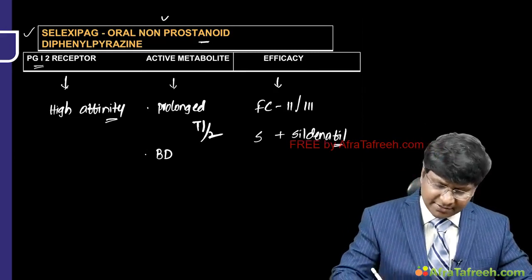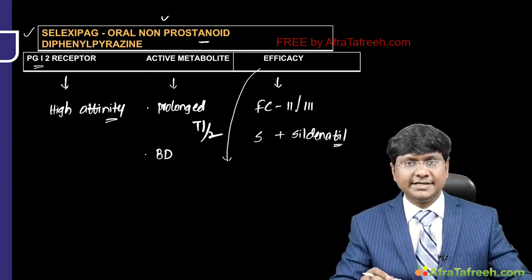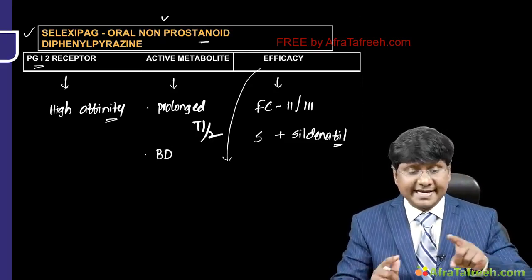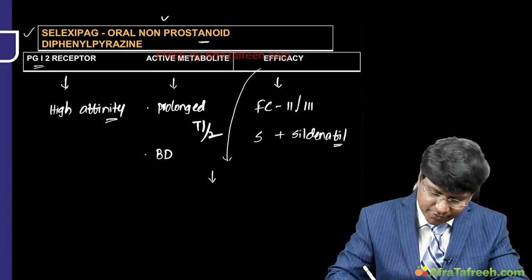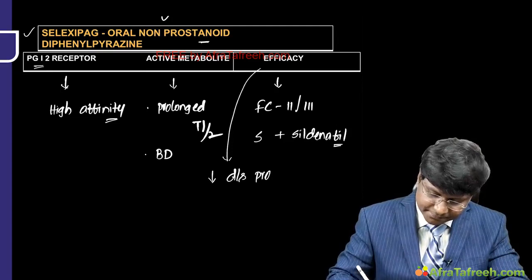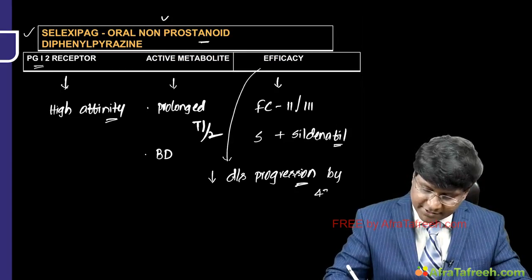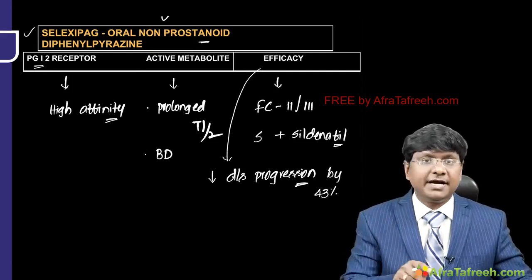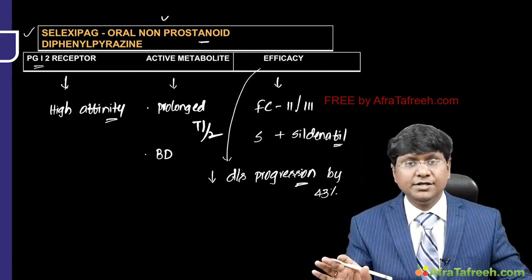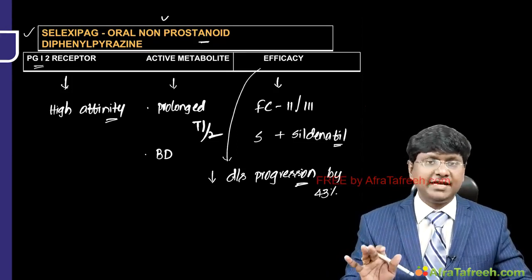And the other important advantage of this selexipag is that because it is reducing the dyspnea of functional class 2 or 3, it has been found to reduce the risk of hospitalization. It will also reduce the disease progression by 43%, when compared to placebo. Okay, so that is about your selexipag, which is an oral non-prostanoid diphenylpyrazine.